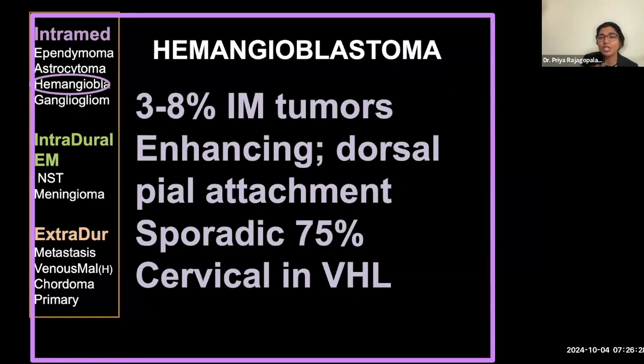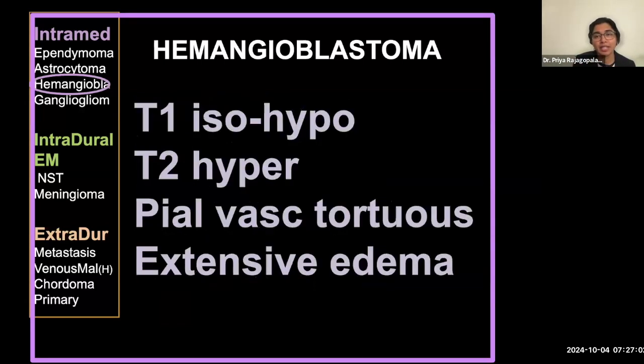And now we move on to hemangioblastomas, which are vascular tumors. They tend to be more dorsal in location. They're very enhancing tumors, very vascular tumors. They have a pial attachment, so they tend to be attached to the pia, more peripheral in location. They tend to be sporadic in about 75% of the cases, meaning they originate by themselves. But in people with von Hippel-Lindau syndrome, they tend to occur more commonly in the cervical region.